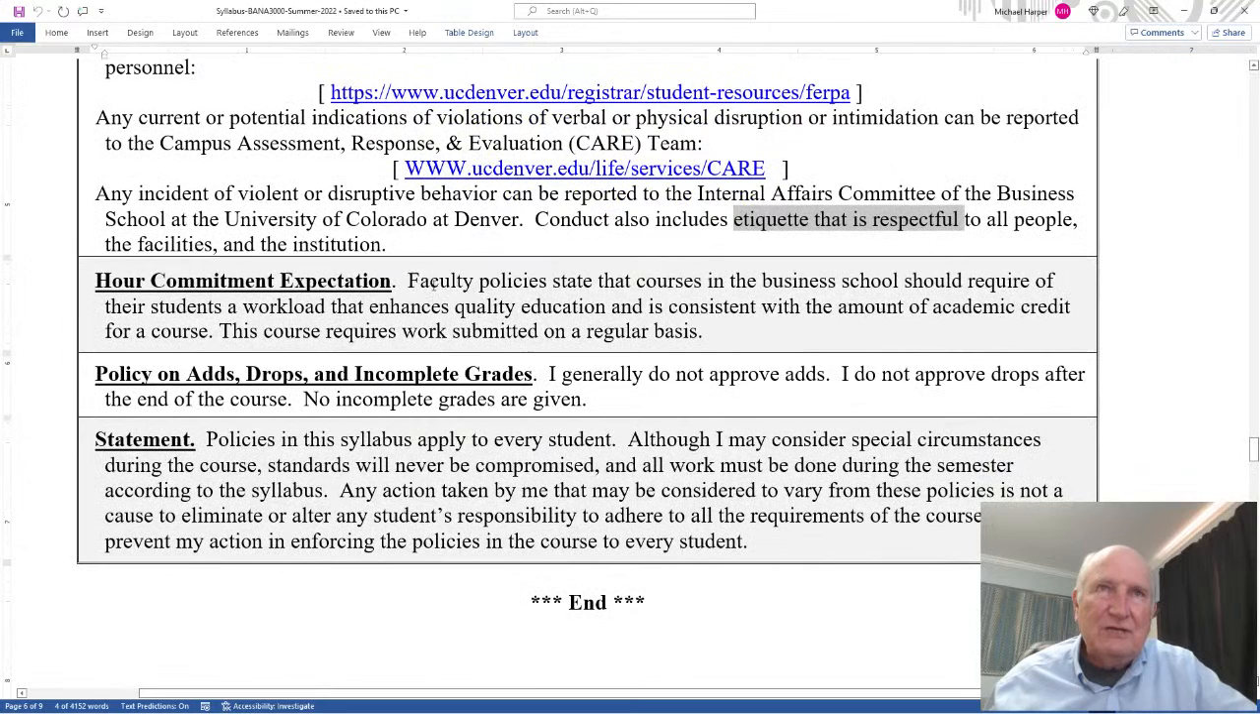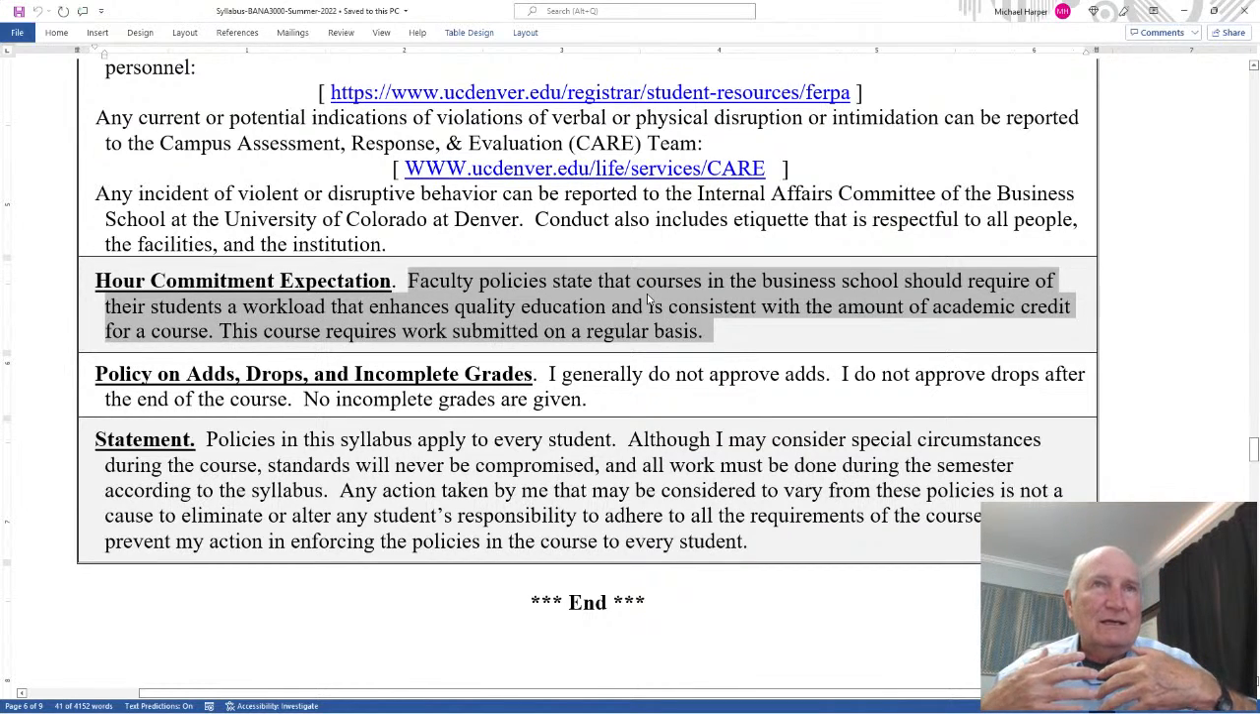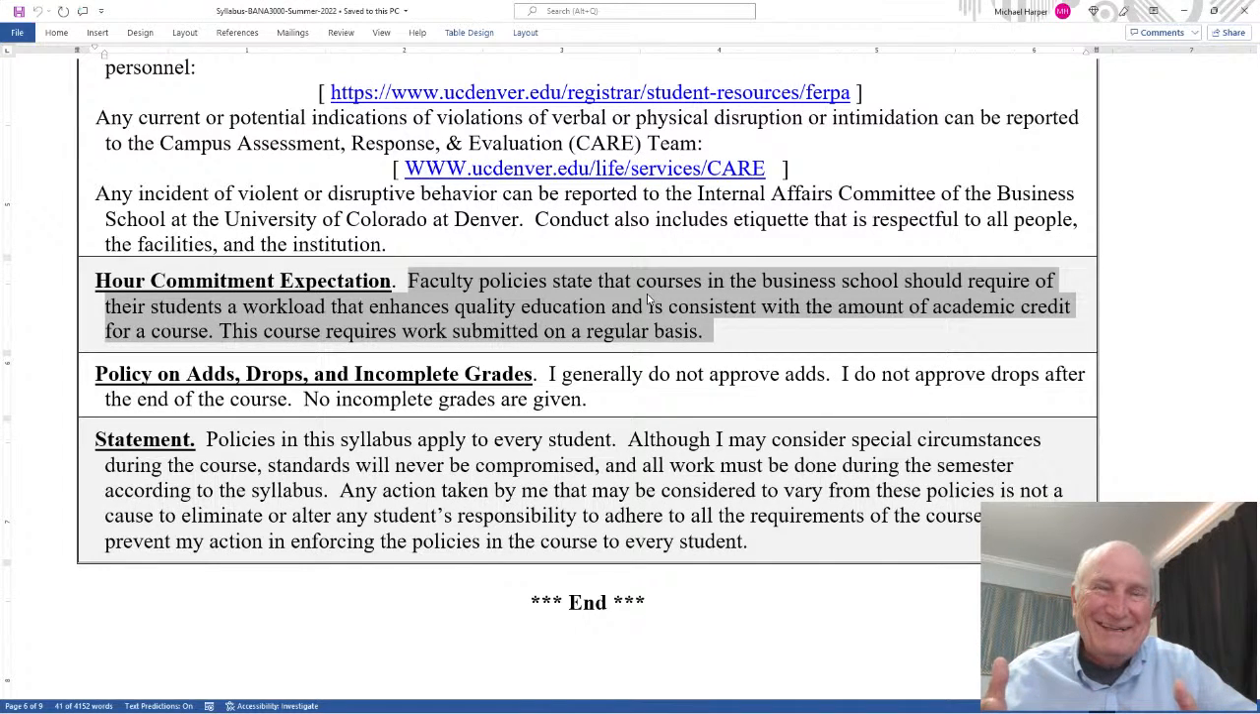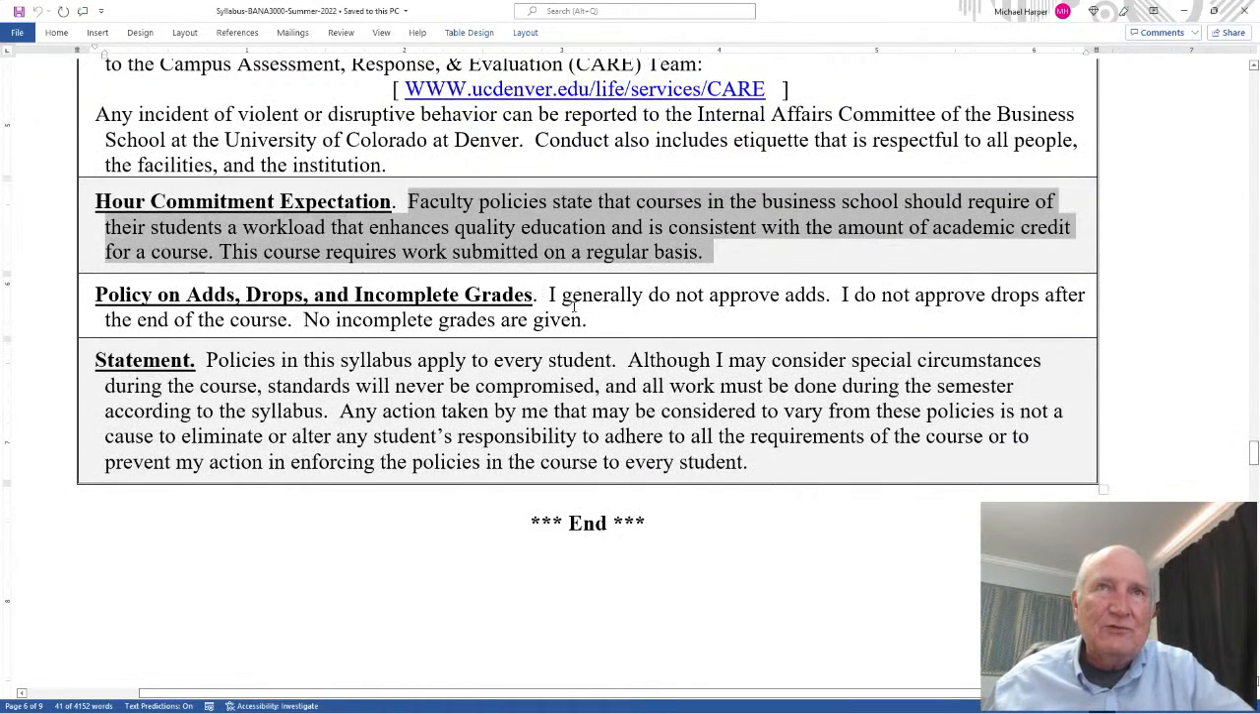Our commitment expectation. Faculty policies state the courses in the business school should require of their students a workload that enhances quality education. This is just a disclosure that you're going to have to work. During the course, online, submit things on time. Policy on adds, drops, and incomplete grades. I generally do not approve adds. I do not approve drops after the end of the course. And also no incomplete grades are given.